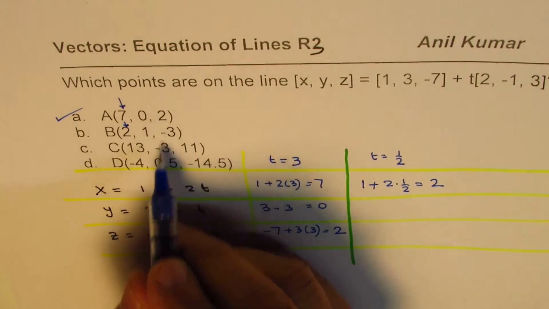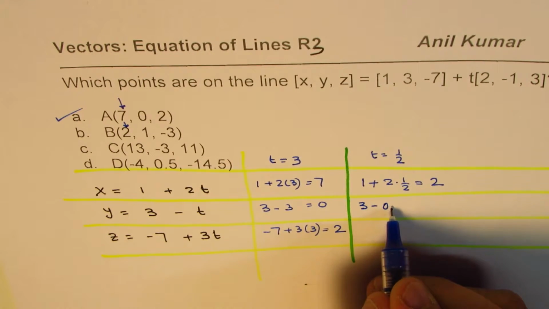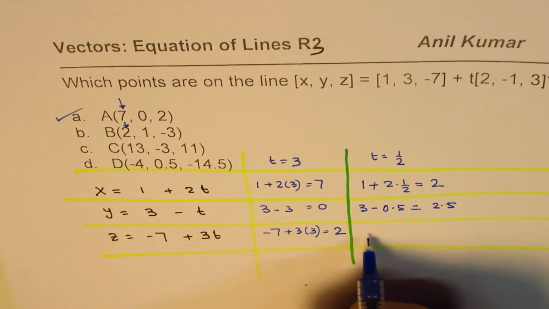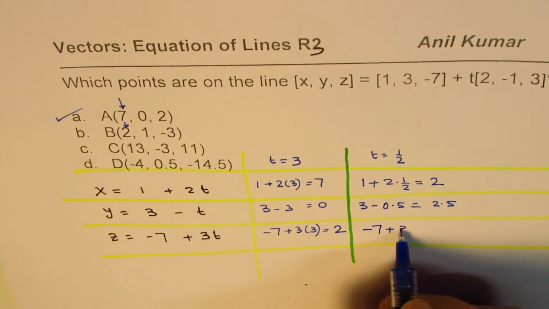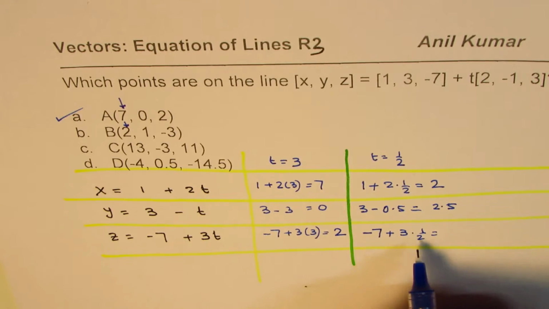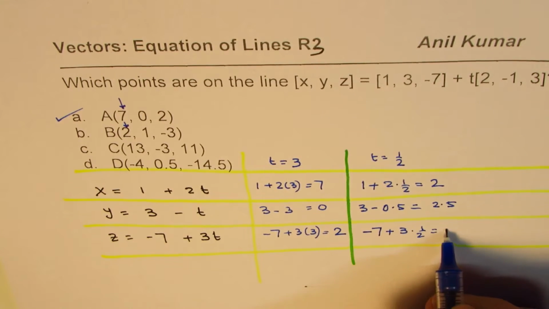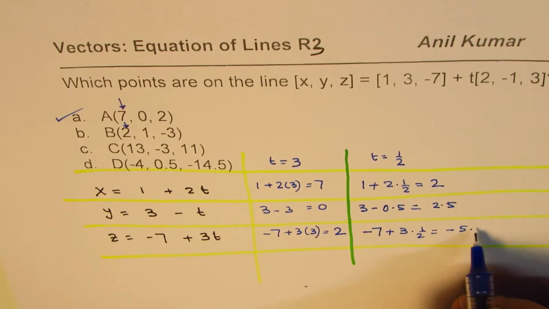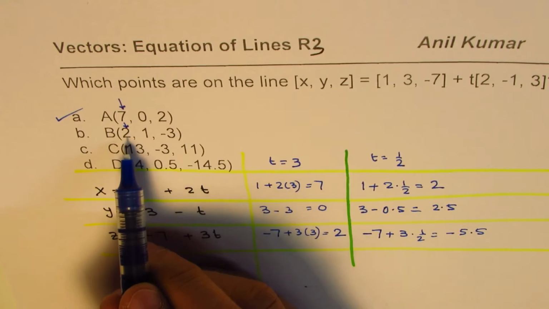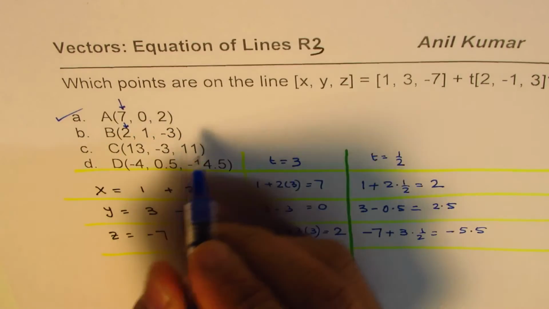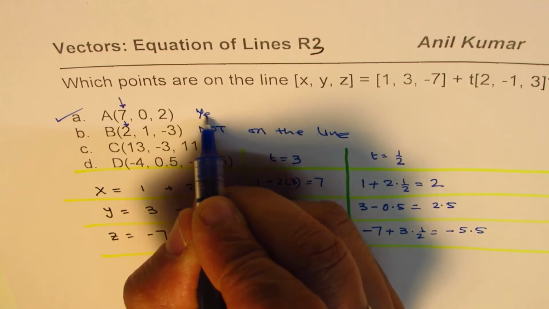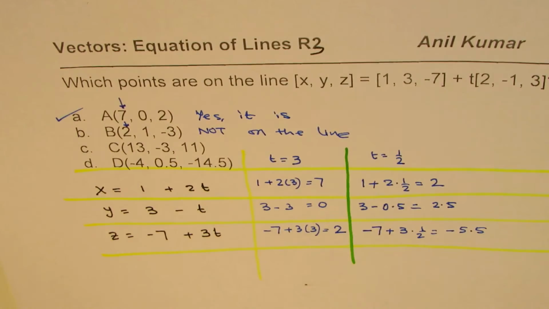Now for the next coordinate, don't look at this equation, just calculate. So 3 minus 0.5 is 2.5, and in this case it is minus 7 plus 3 times half, which is 1.5, right? So if you add minus 7 and 1.5, what do you get? You get minus 5.5, correct? Now what do you have here? You have 2, 1, minus 3. It does not match, so this is not on the line. Is that okay? And this one, yes it is. So I hope the steps are clear to you, right?